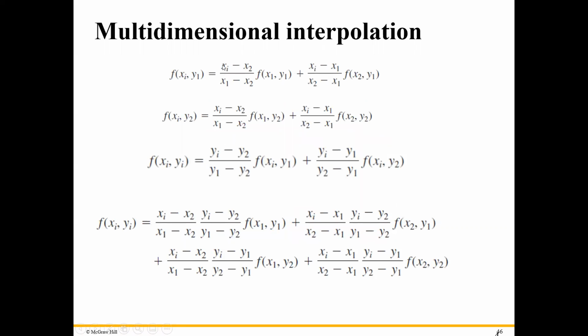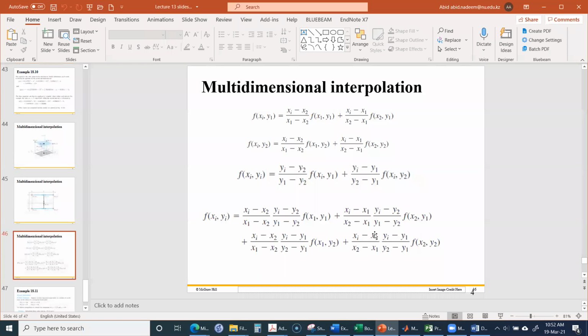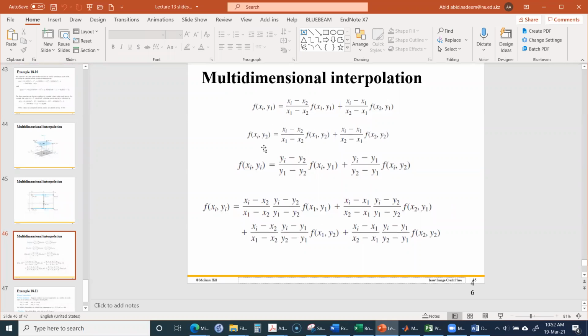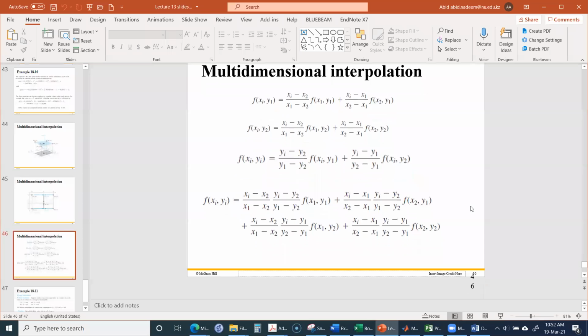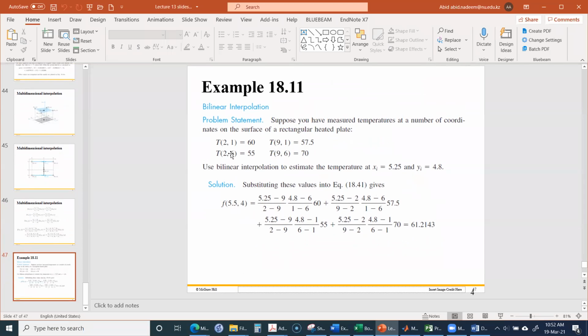There are actually some formulas for that as well, but it is very simple in concept. First you interpolate between 2 x points, so 2 interpolations, and then between those 2 obtained points you interpolate as well. So in that situation, we don't have to look at or memorize even those formulas. For example, if we have these data points 2, 1, 60 and 57.5, and 2, 6, 55 and 70.